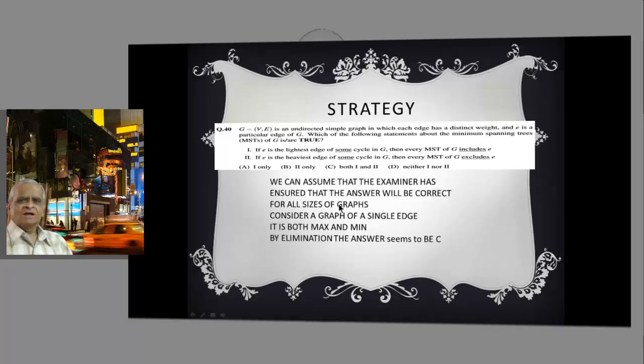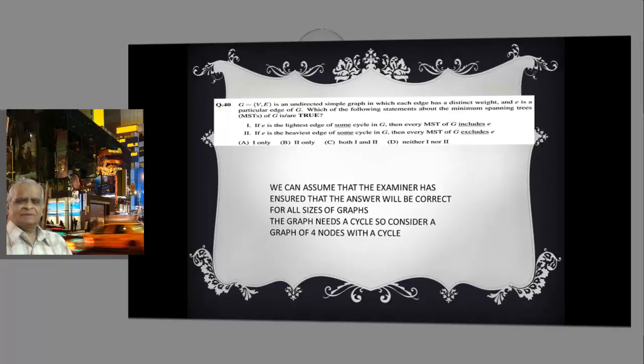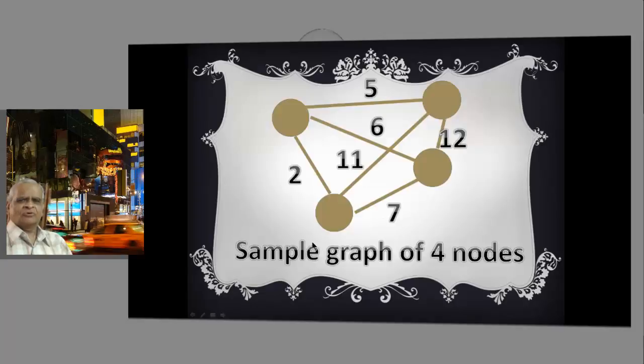Now, we can assume the examiner ensures the answer will be correct for all graphs, such that they are simple undirected graphs with distinct edge weights. A graph with a single edge is of no use, because we must have a cycle in the graph. Let us take, for example, a graph with a cycle. I'll take a sample graph of a different size. The graph needs a cycle, so consider, for example, a graph of 4 nodes.